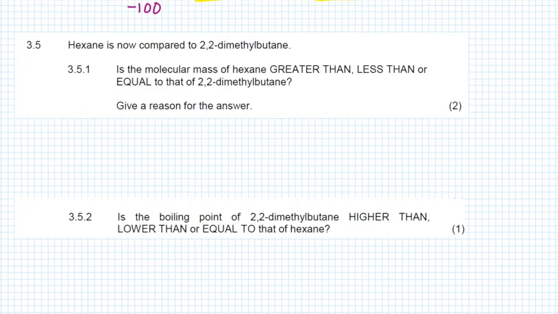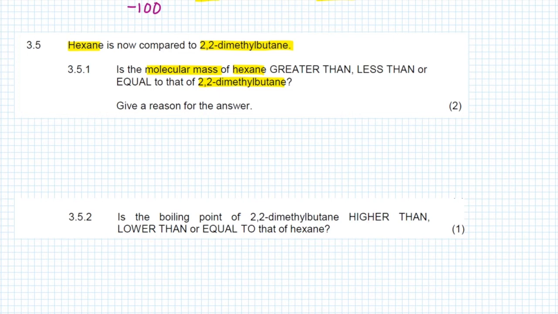Question 3.5 says, hexane is now compared to 2,2-dimethylbutane. Is the molecular mass of hexane greater than, less than, or equal to that of 2,2-dimethylbutane? Give a reason for your answer. I would start off by drawing out the structural formulae of compounds like these. I will obtain the molecular formulae and then compare the types of atoms and number of atoms to come to a conclusion.